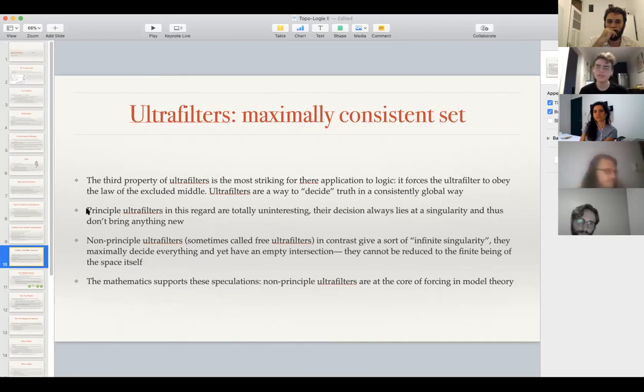So this is why it's crazy when you look at it from this maximally consistent set. This non-principal ultrafilter will decide every single proposition in the set as either true or false, but at the same time will not ever be reduced to any finite being, or even any singleton, or even a finite set. So we'll see coming up that non-principal ultrafilters are really important for forcing in model theory and set theory, which hopefully we can get a little bit about.